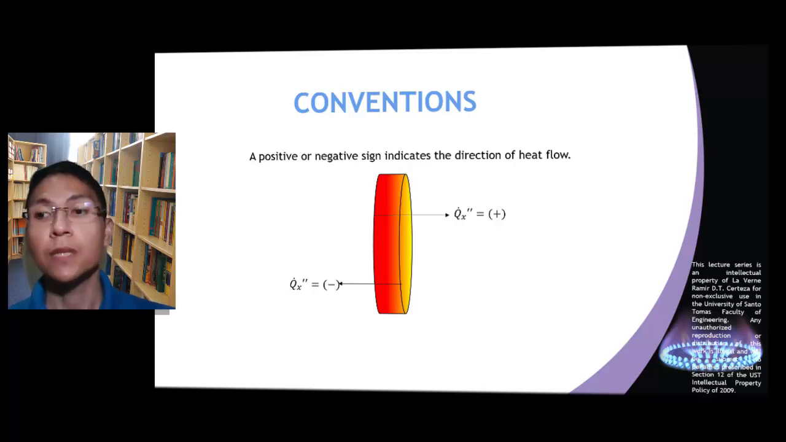So if we assume that heat comes from the right to the left, and then we found out from our calculations that the sign of heat is negative, then it means that the direction that we assumed all along for the heat flow is wrong.